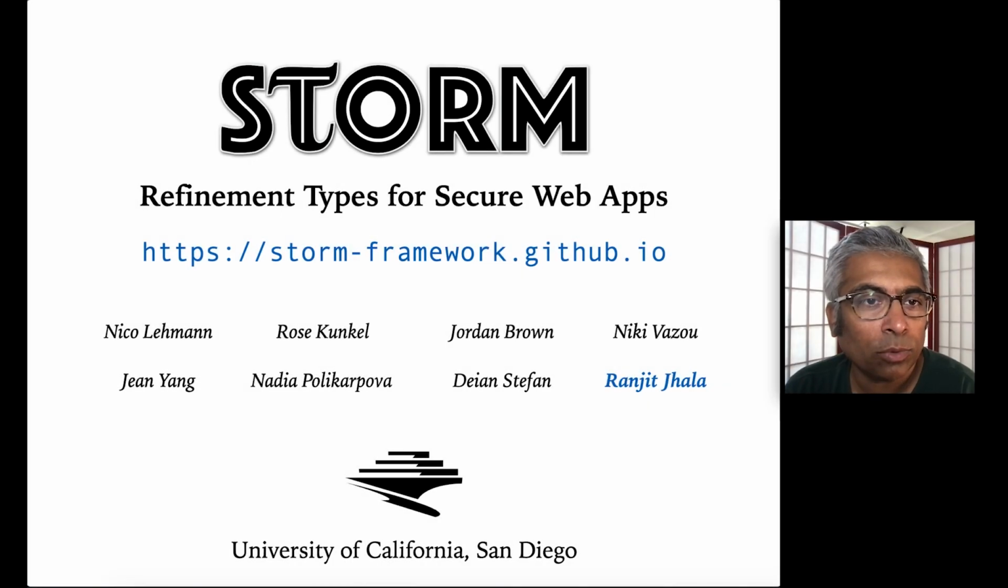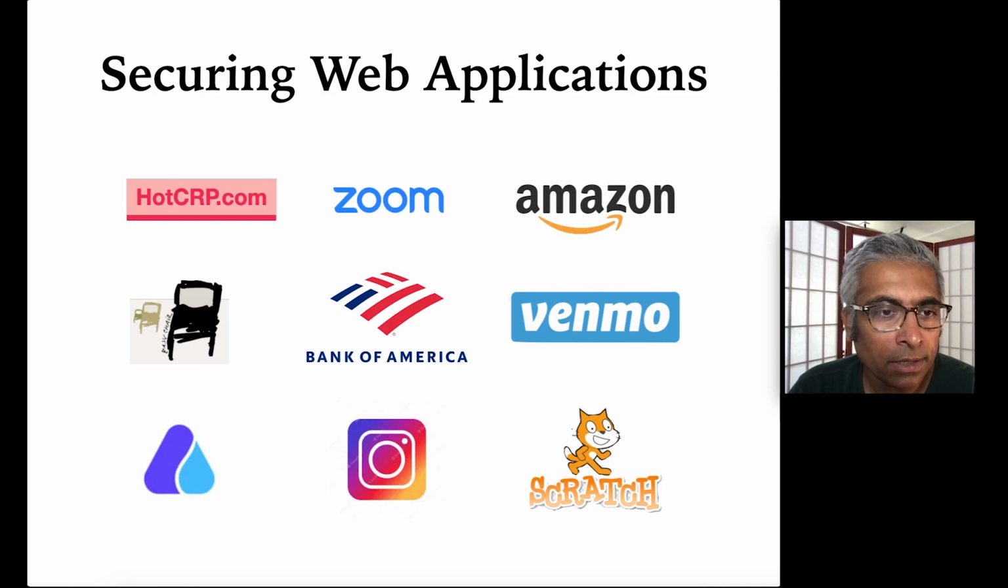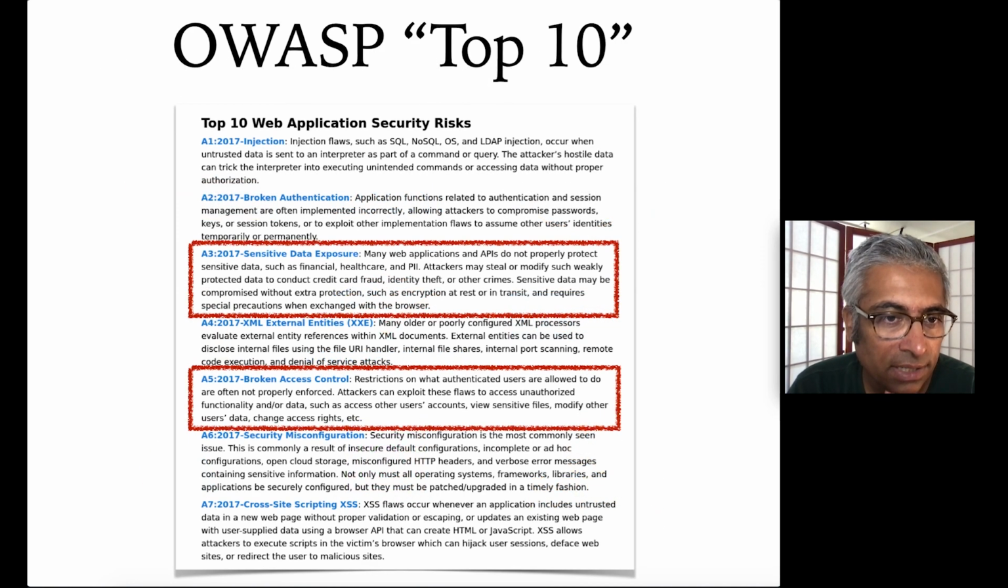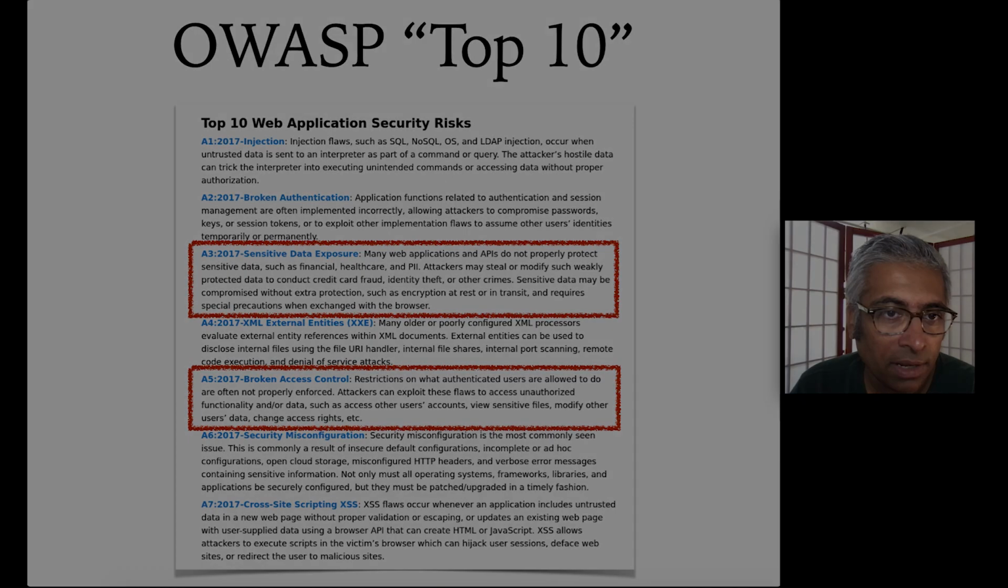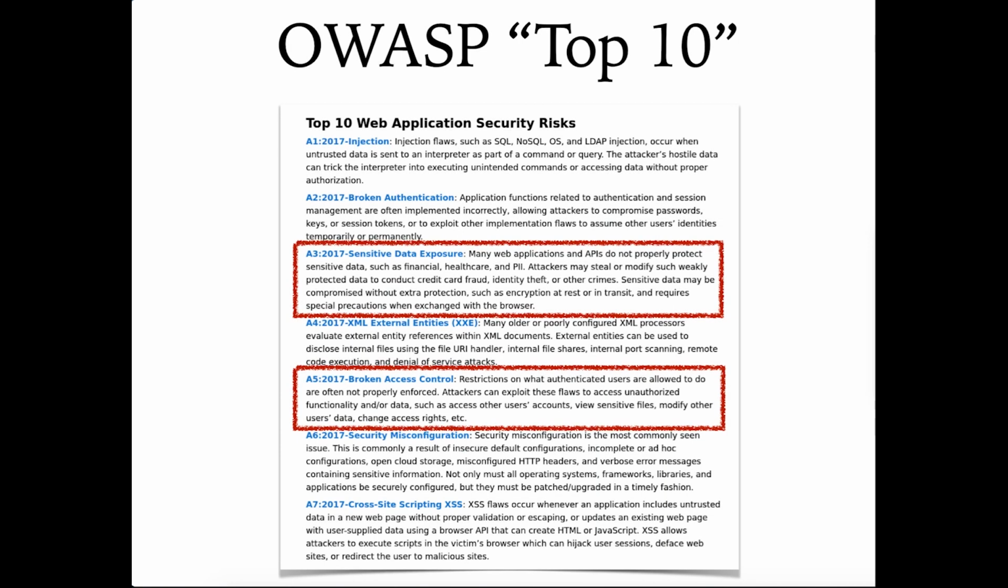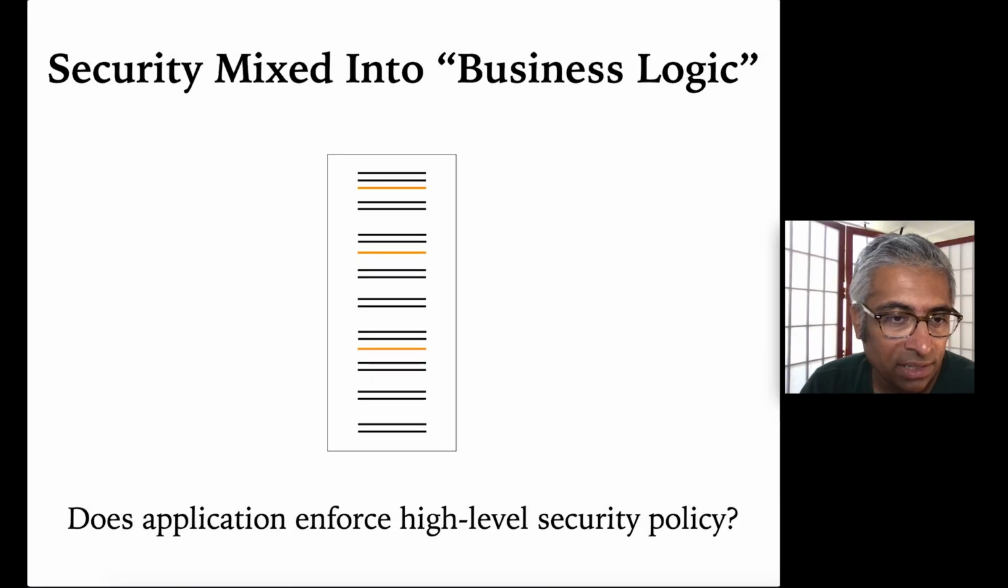I'm going to tell you about some work we've been doing on using refinement types to secure web applications. So we trust web applications with all manner of sensitive information about our lives, our professions, our finances, our health, and it's not clear that this trust is entirely warranted, as glitches in these applications are routinely exploited to exfiltrate sensitive data. Why do we have these glitches in the first place?